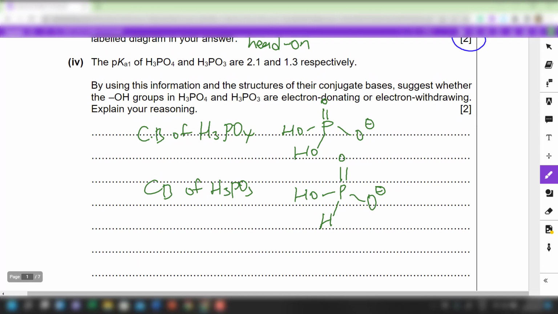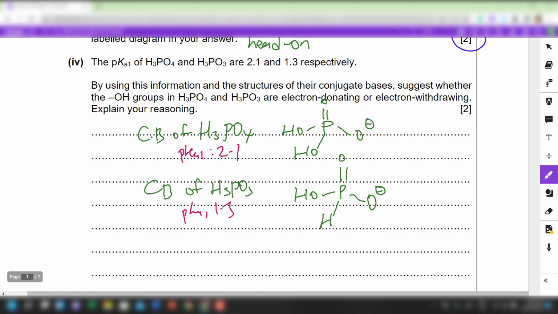Okay, so you were told that maybe I'll write it in red. Okay, so the pKa1 of H3PO4 is 2.1, pKa1 of H3PO3 is 1.3. Okay, so obviously from the pK value, the first thing you can actually discuss is that H3PO3 is a stronger acid as compared to H3PO4.